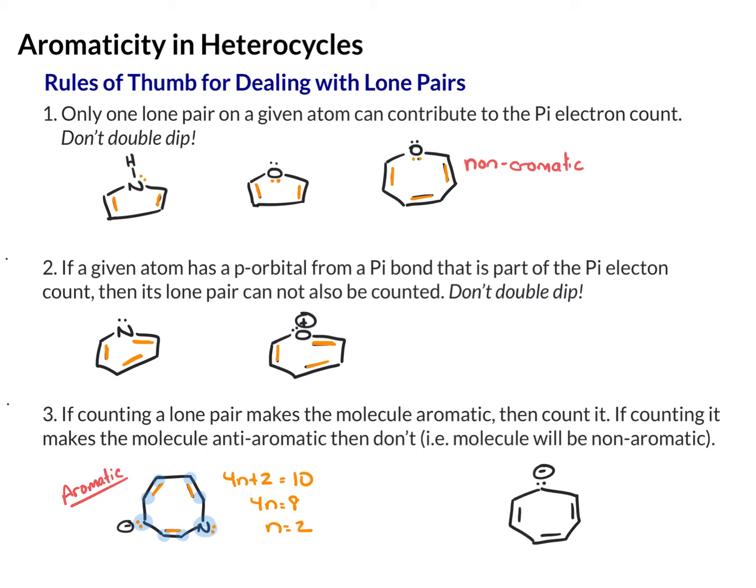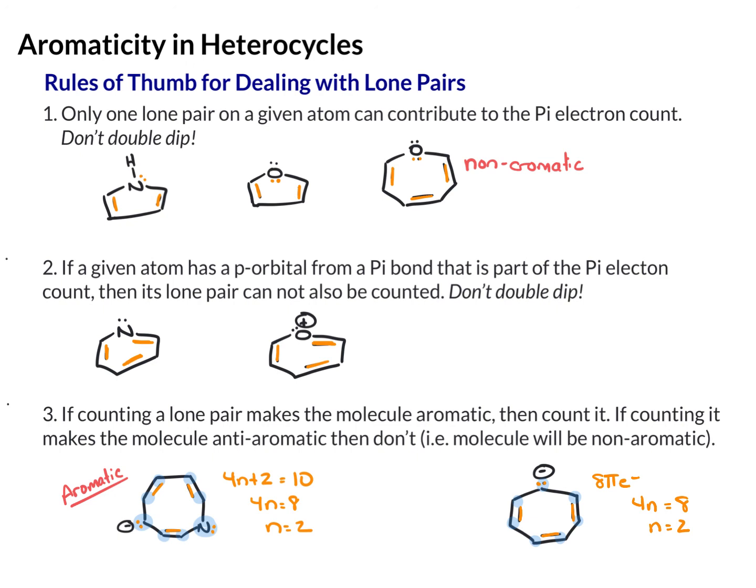Now let's look at another example. Here's a 7-membered ring, and in this case, it's cyclic. If we count the lone pair, it will be completely conjugated. If we count it, we're going to have 2, 4, 6, 8 pi electrons. If you try to set 4n plus 2 equals 8, that's not going to work. So you do 4n equals 8, n equals 2. That's going to meet the criteria for anti-aromaticity.